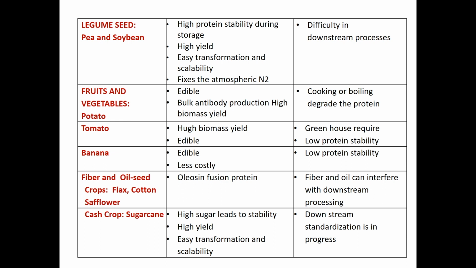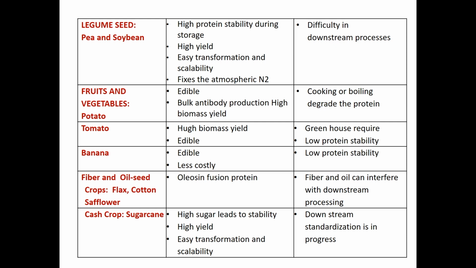And cash crop, sugarcane, is one of the ideal crops. High sugar leads to stability of the protein first of all, because we are expressing that protein particularly in the vacuole where the sugar is stored. When we express the protein in the sugar ambience, that naturally gives stability to the protein. And the sugarcane accumulates the highest biomass. We have a well developed protocol for genetic transformation, and scalability is also high.